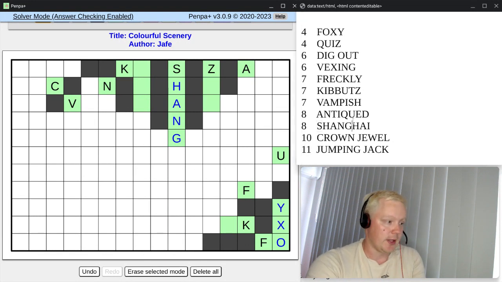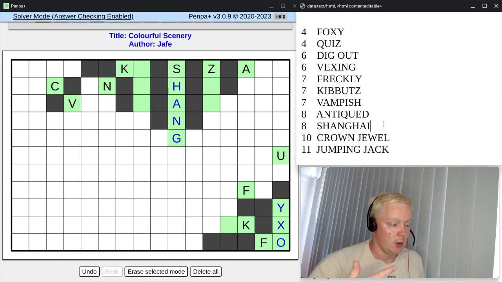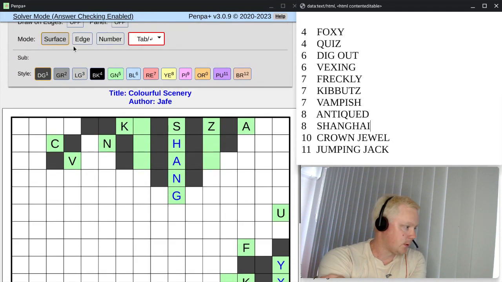So Shanghai is already taken. We have to keep that in mind when we look at what words these other letters can be part of. So we have to keep in mind that Foxy and Shanghai and Freckly are already spoken for. So this is Freckly with this F here. How about this K here?